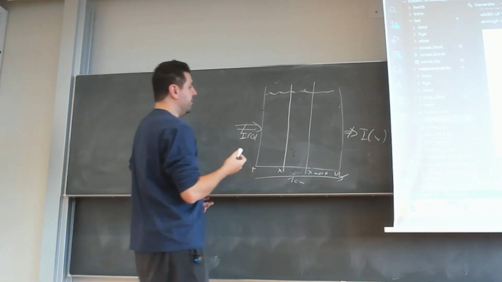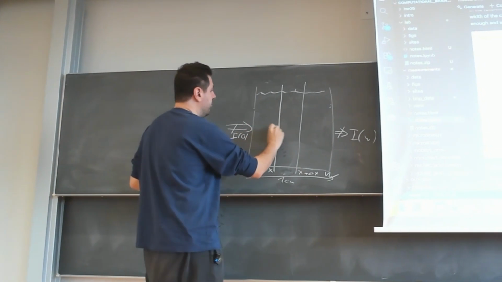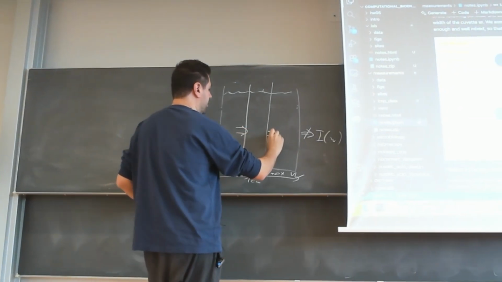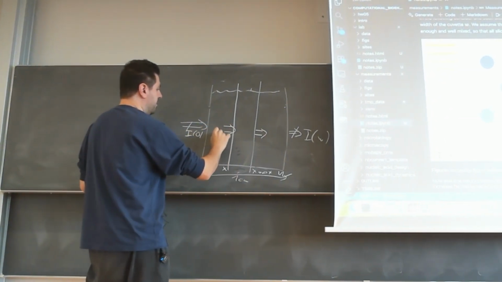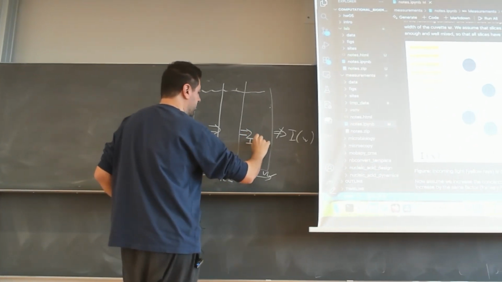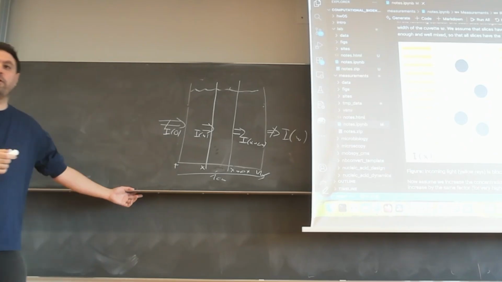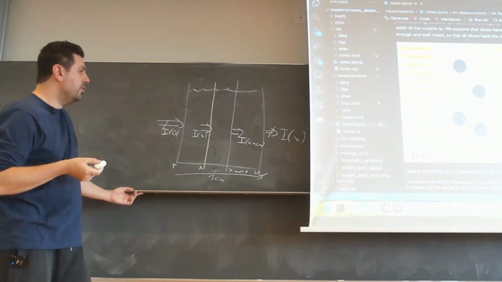So what's happening? Let's look at the properties from this side and this side. From this side, we are going to have I of X, and from the other side, we are receiving I of X plus delta X, just by definition of the I's. So I is the intensity.